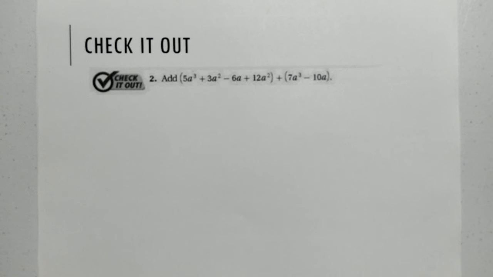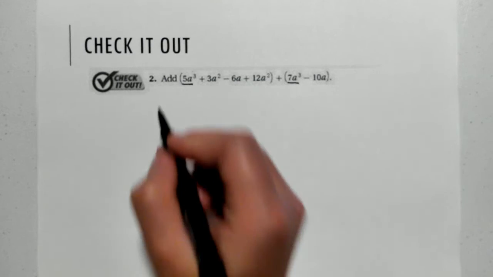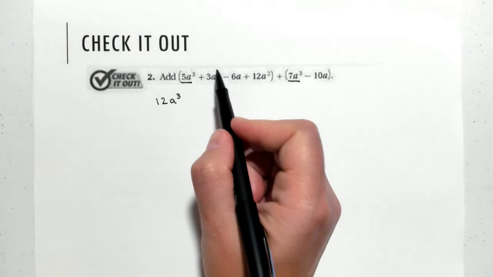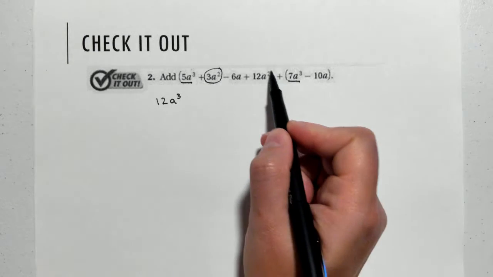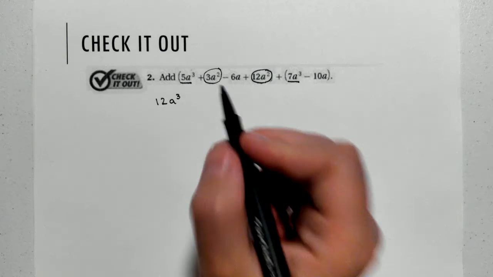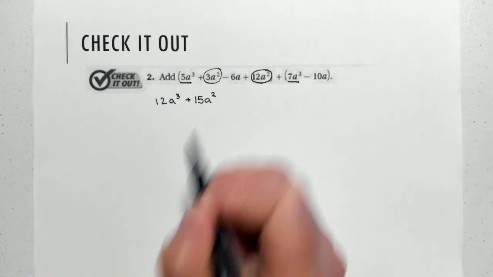So you have 5a cubed plus 3a squared minus 6a plus 12a squared plus 7a cubed minus 10a. So 5a cubed and 7a cubed are like terms. 5 plus 7 gives us 12, so 12a cubed. And then 3a squared, 12a squared are like terms. 3 plus 12 gives you 15, so plus 15a squared.